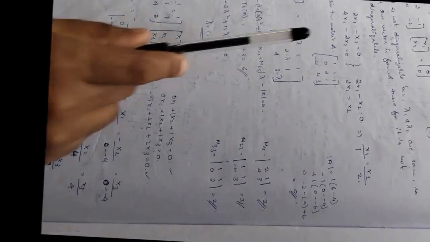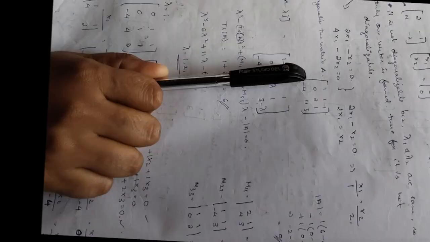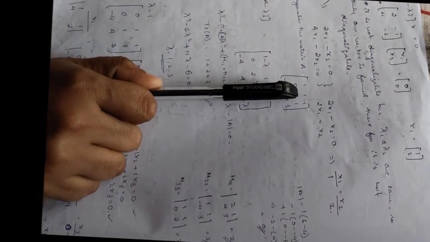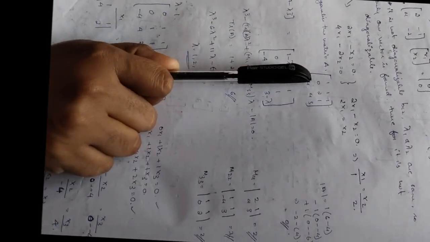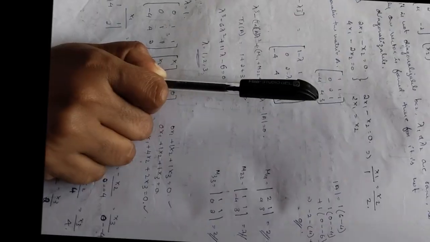For that, our problem is: diagonalize the matrix A. A matrix is given with 3 rows and 3 columns. We have to diagonalize the matrix A.